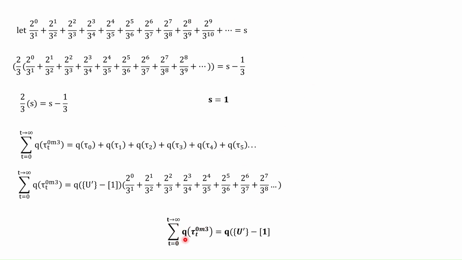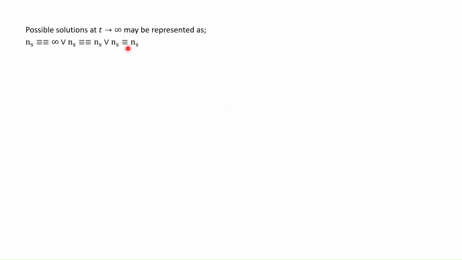So what we get is summation of all elements in tau sub t that are subset of 0 mod 3, from when t ranges from 0 to infinity, is equal to total number of elements in set u prime minus singular element 1. What does it mean? All the other elements of u prime which reach a value that is congruent to 0 mod 3, that means they cannot loop. So loop is not possible. So here we disprove the possibility of loop.